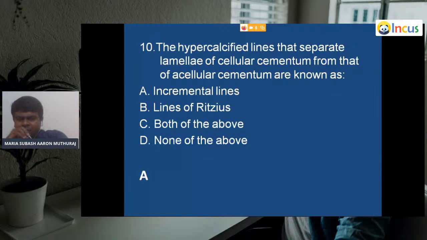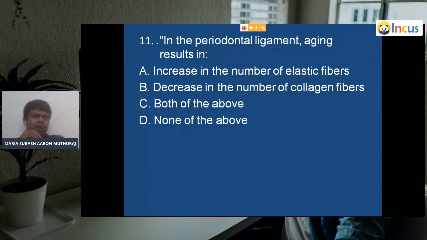Next, in the periodontal ligament, aging results in increase in the number of elastic fibers, decrease in the number of collagen fibers, or both of the above. As I already told, there will be a decrease in the number of cells as well as a decrease in the number of collagen fibers, and with aging there will be an increase in the number of elastic fibers. Therefore, the answer should be both of the above.